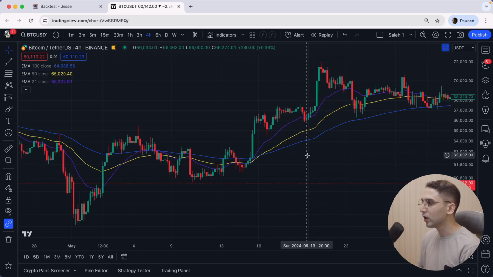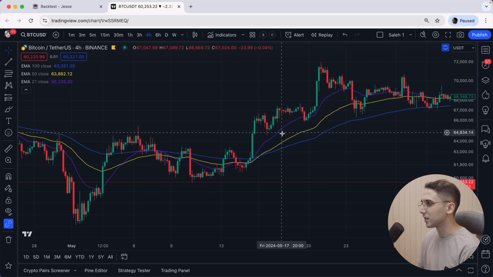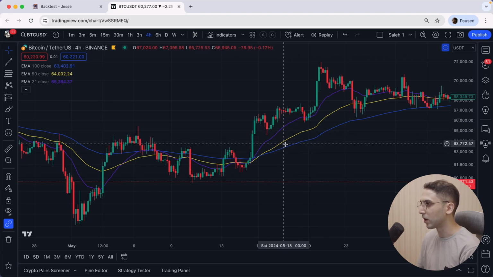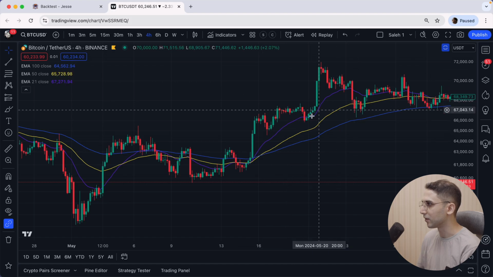All right, so we want to open a long position only when the 21 period is above the 50 and both of them are above the blue line here, which is the 100 period. So this would be an example of when we would go long.